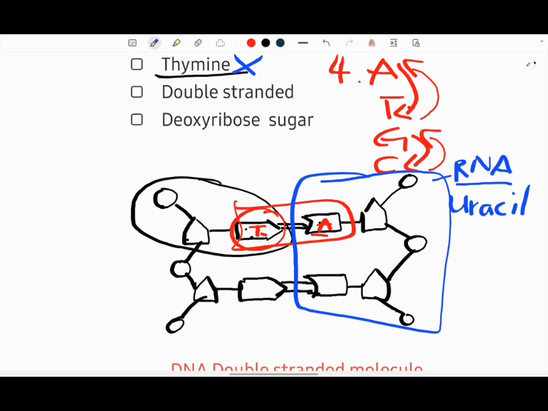Okay, so in RNA there's uracil. However, in DNA there's thymine. So the same thing with RNA. In RNA, since it consists of uracil, it will pair with adenine. And there is also guanine and cytosine which will pair together as well. So the blue is in RNA, and then the red is in DNA. So uracil will pair with adenine, and then thymine will pair with adenine in DNA.